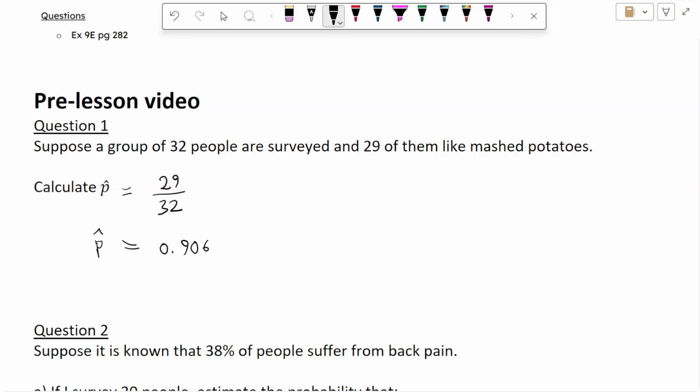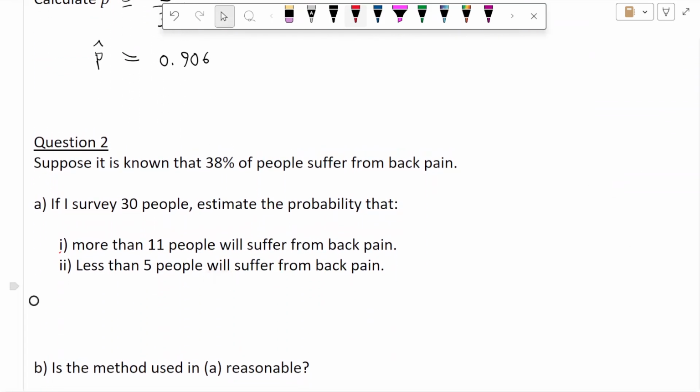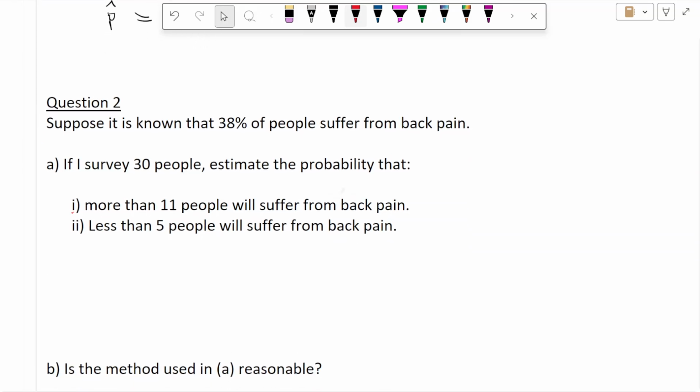Okay. Now, as I'm sure you can imagine, we only surveyed 32 people. This is not saying that 91% of people in the entire world like mashed potatoes. This is just our best guess based on the survey. If you're familiar with the last topic, you might anticipate confidence intervals coming up as well.